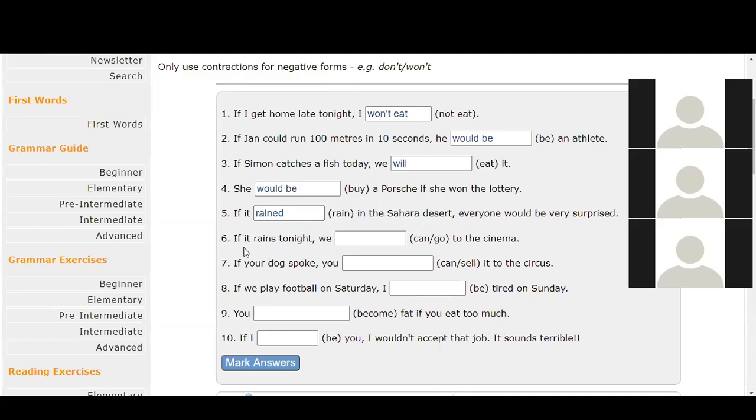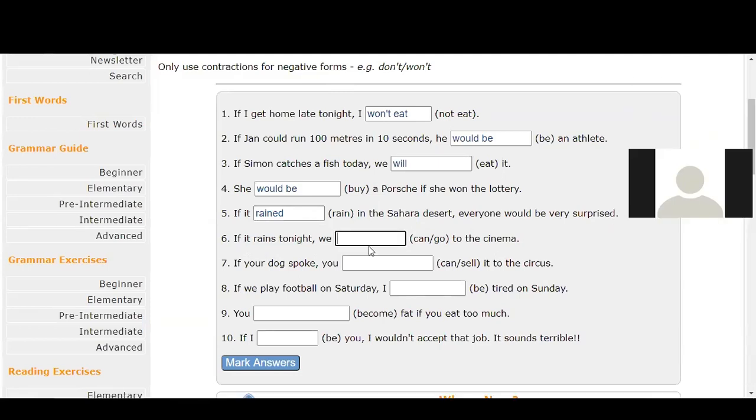Number 6, if it rains tonight, then Philip, please. Okay, let's imagine, Philip, that it is raining right now, right? You look outside the window, it's raining. And then you say, if it didn't rain tonight, we would go to the cinema or we would be able to go or we could go. All right, there are many ways. Then it's correct. But I'm saying it's in the morning, maybe. I don't know if it will rain, but I'm saying if it rains tonight, I'm giving a condition, right? I don't know if the rain happens, but it can happen.